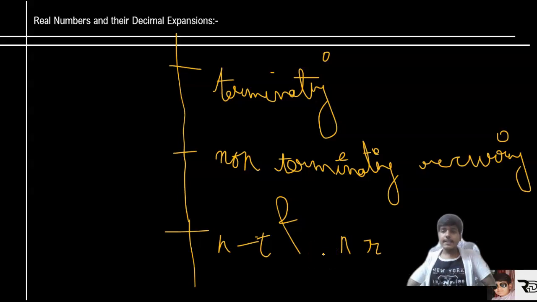Terminating is like when I divide 2 by 2. I get my remainder 0 because 2 into 1 gives me 2. When I divide 10 by 2, then also it is a terminating decimal expansion because 2 into 5 gives me 10, so I get my remainder again as 0. So when the remainder after division comes out to be 0, the decimal expansion of that fraction is known to be terminating. Simple.